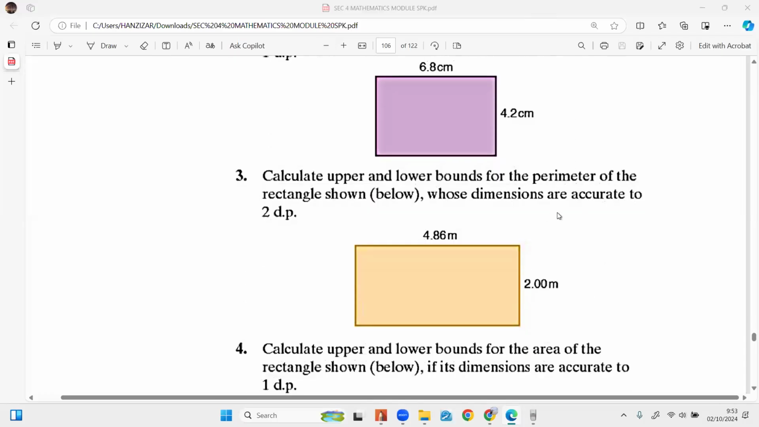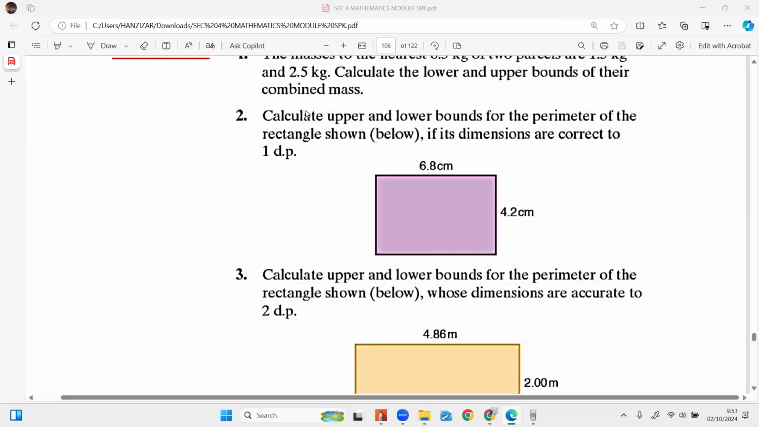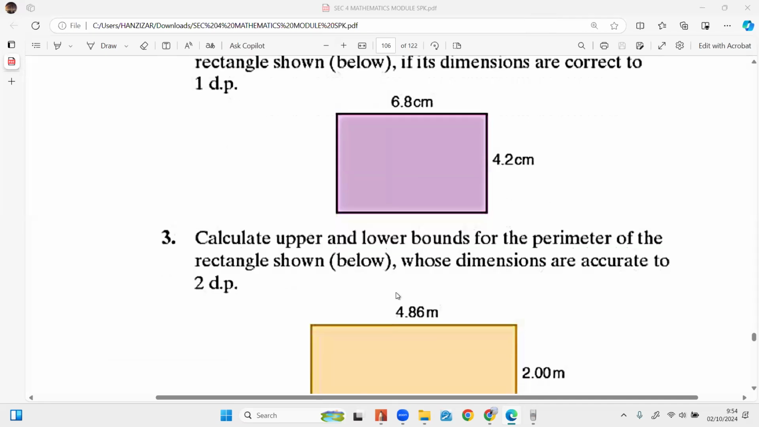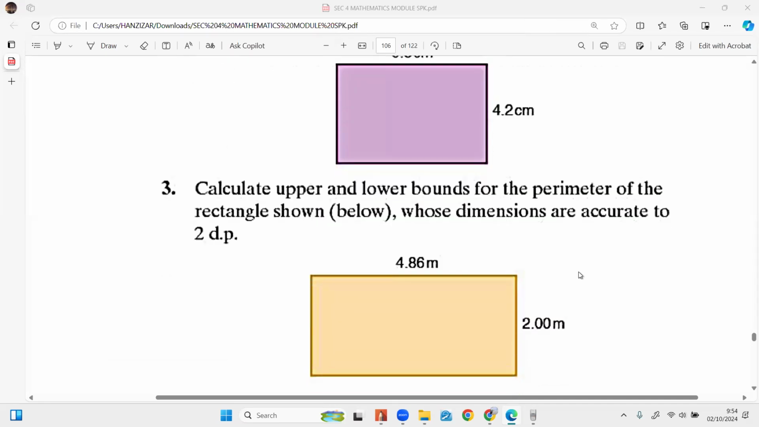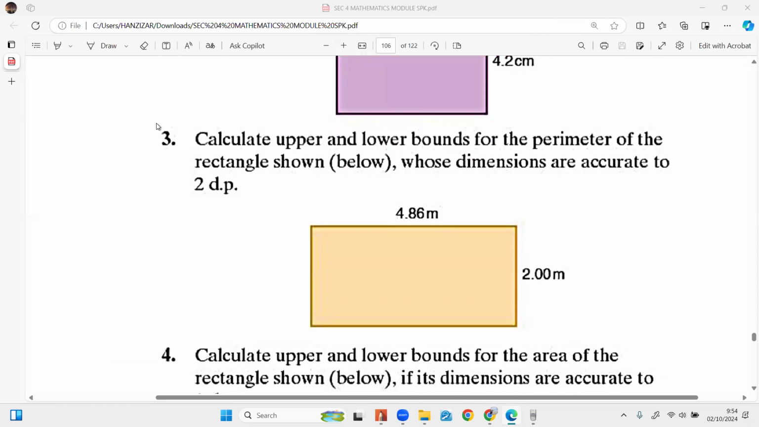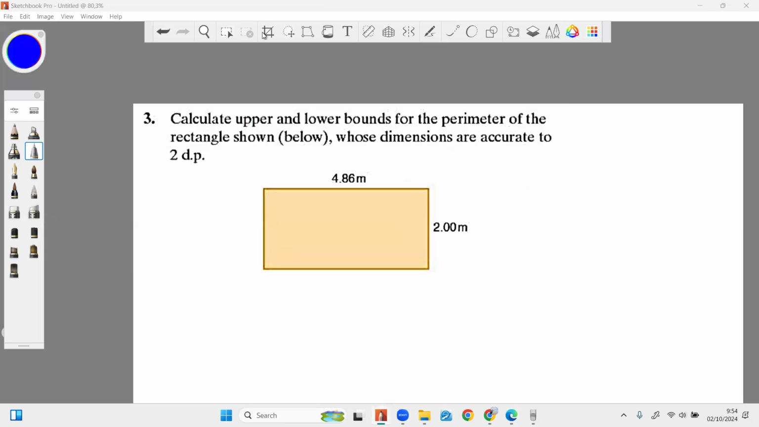Now, the perimeter. Number 2 and number 3 are the same but different in the measuring tools. For number 2, the measuring tool is not so accurate, so it is corrected to 1 decimal place. But for number 3, they use other tools that increase the accuracy, 2 decimal places. So you can do either one. I picked number 3. Calculate the upper bound and lower bound for the perimeter of the rectangle shown here. So we are calculating the perimeter.